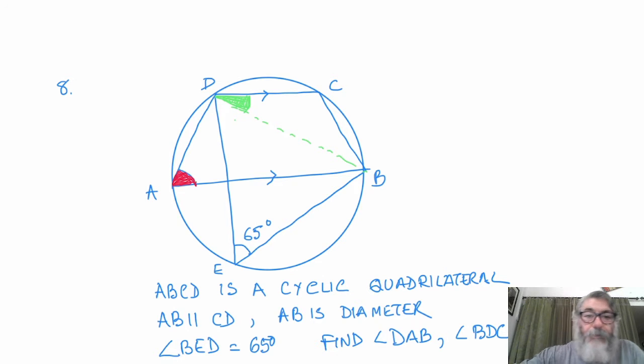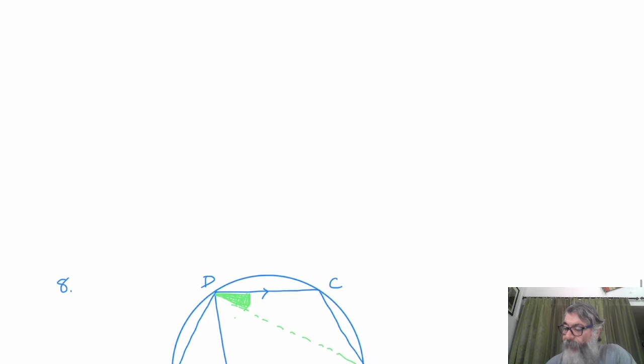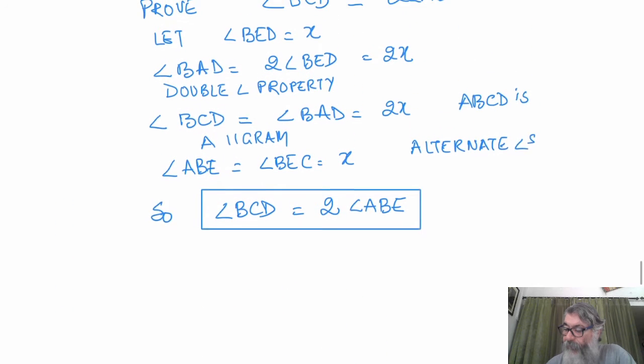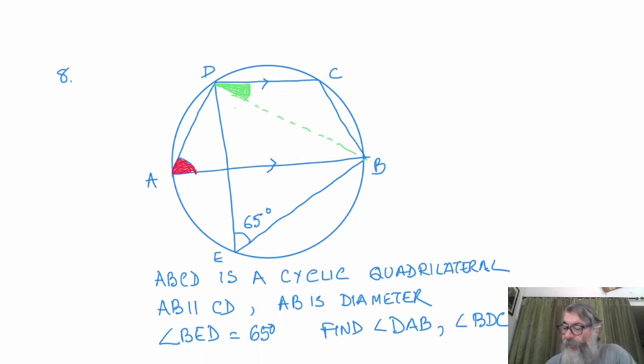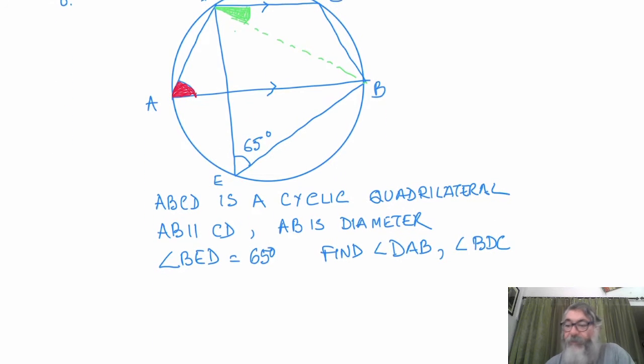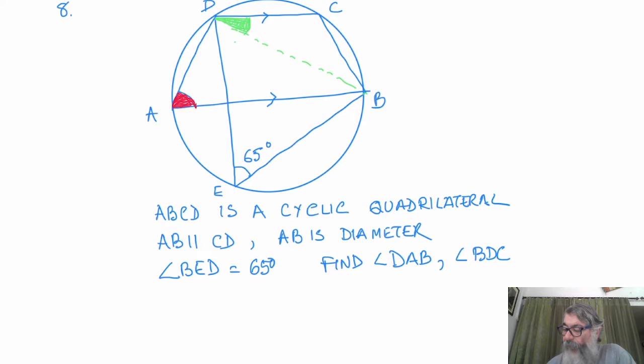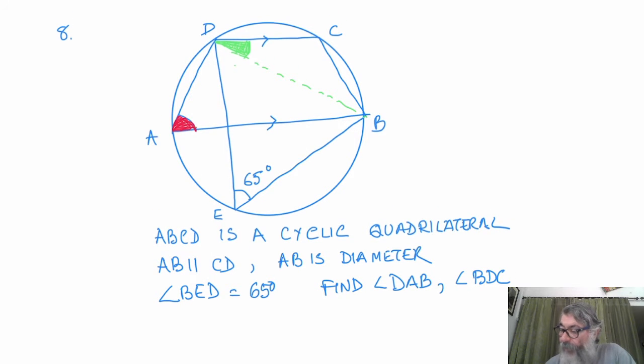Okay, let's do the next question on the circles for standard 10th. Here we had finished till the 7th question. Now let's look into question number 8. In question number 8, he has given ABCD is a cyclic quadrilateral and AB is parallel to CD.